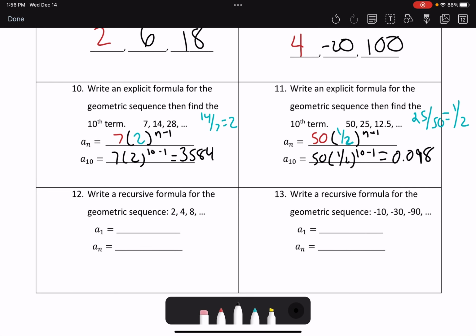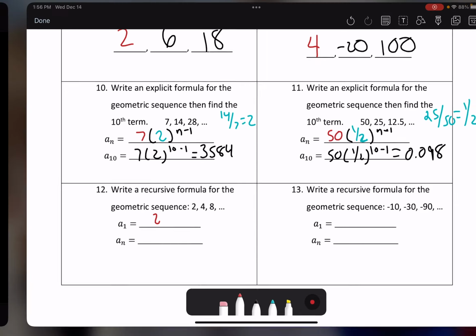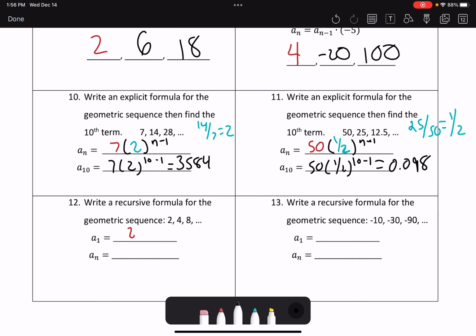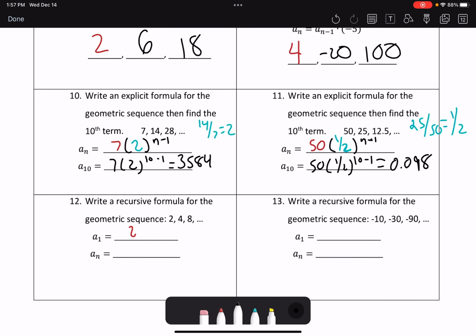Guys, it says write a recursive formula for the geometric sequence. I know my initial value is 2, and each time I'm multiplying by 2. So my recursive formula is going to be a sub n is equal to a sub n minus 1 times that r value of 2.